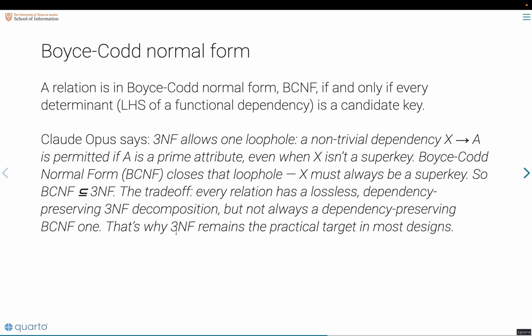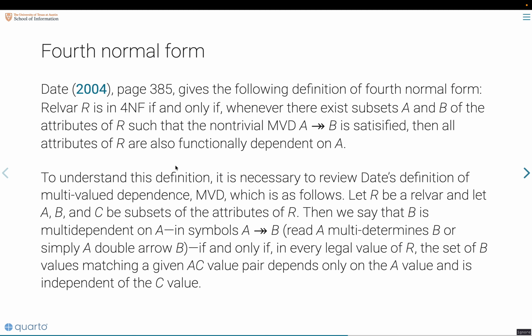That's why third normal form is the practical target in most designs. So I'm certainly not going to make you do a Boyce-Codd normal form. And I'm also not going to make you do fourth normal form. Fourth normal form is even more abstract and difficult to understand.